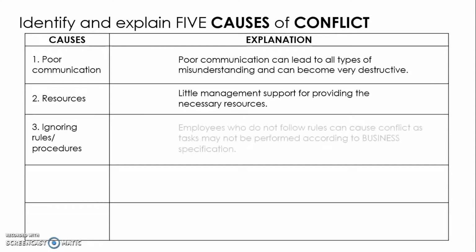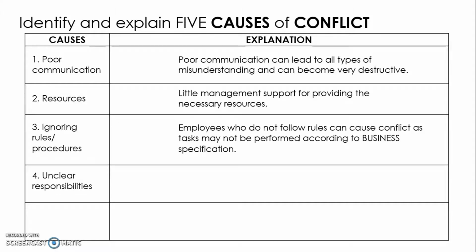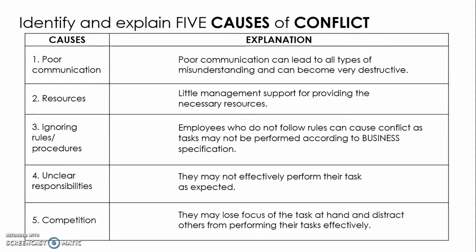Ignoring rules and procedures. Employees who do not follow rules can cause conflict as tasks may not be performed according to the business specifications. Unclear responsibilities. They may not effectively perform their task as expected. When workers don't know what their responsibilities or duties are, they cannot be effective in their jobs. Competition. They may lose focus of the task at hand and distract others from performing their task effectively. Remember that too much competition can also be a bad thing.